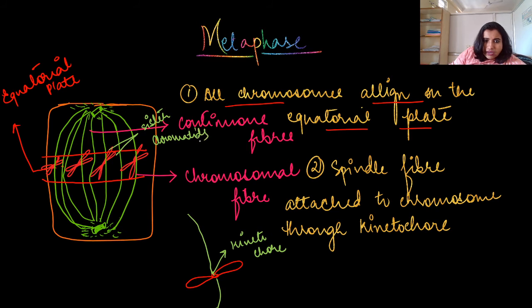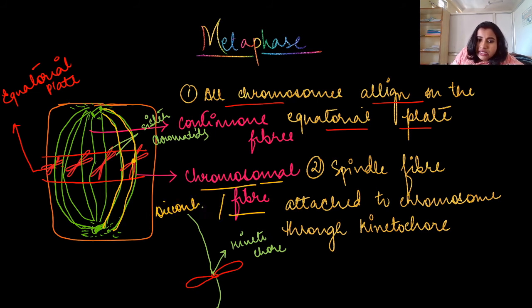Now with this spindle fiber, you can see there are two types of rays. One is joining to the chromosome, another one is not joining to the chromosome. You can see this, everyone. This one is not joining to the chromosome, and this one is joining at the chromosome like this, and it is moving. The one which is joining we call the chromosomal fiber, because it has been joined to the chromosome. Or we can also call it the discontinuous fiber, because it is not continuous as it gets attached to the chromosome.